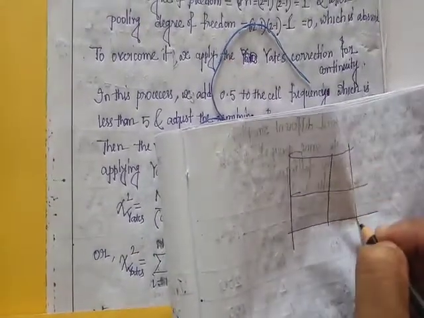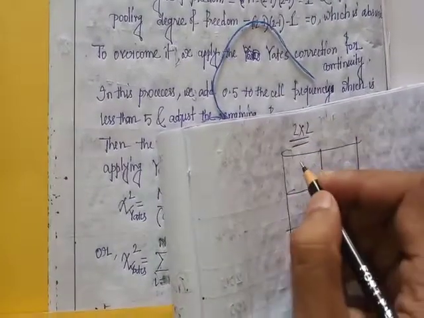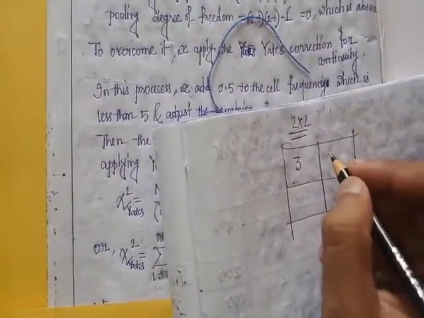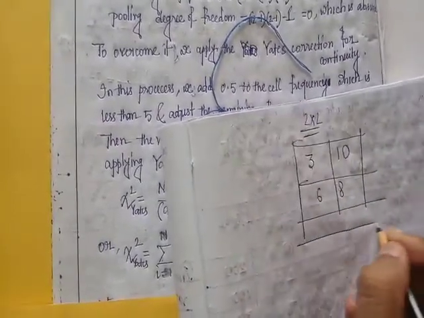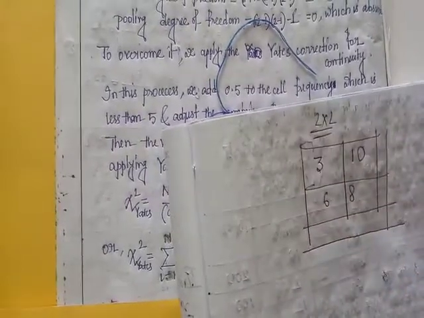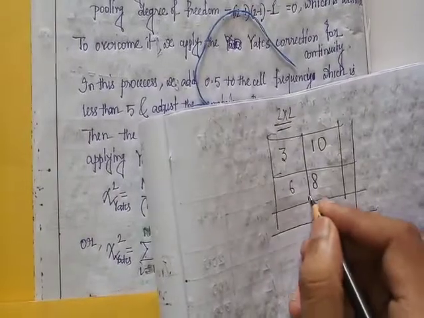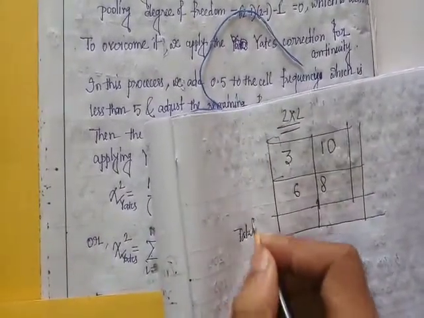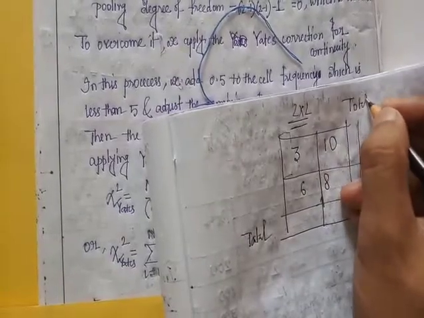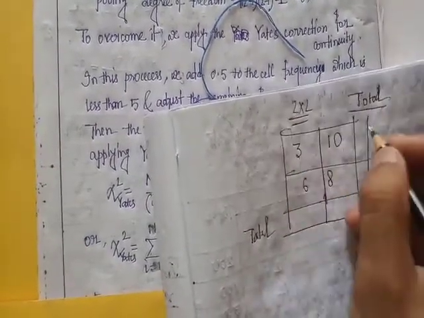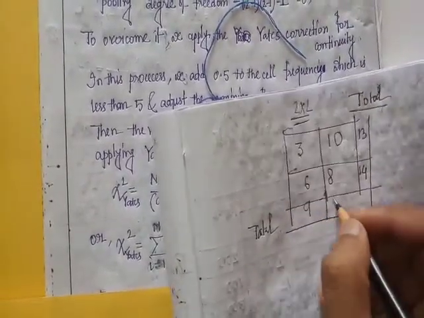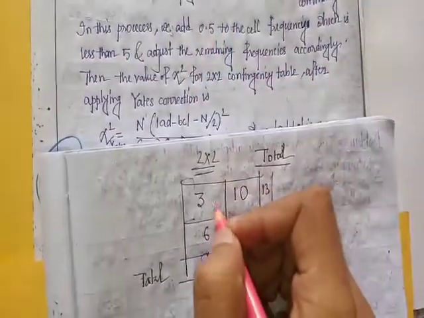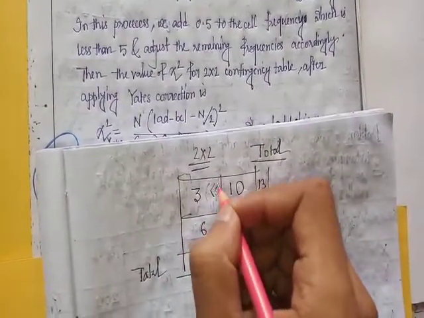this be a 2 cross 2 contingency table. This is 4, 3, 10, 6, 8. And the totals are 13, 14, 9, 18. Okay. So since this is less than 5, here we apply Yates correction.